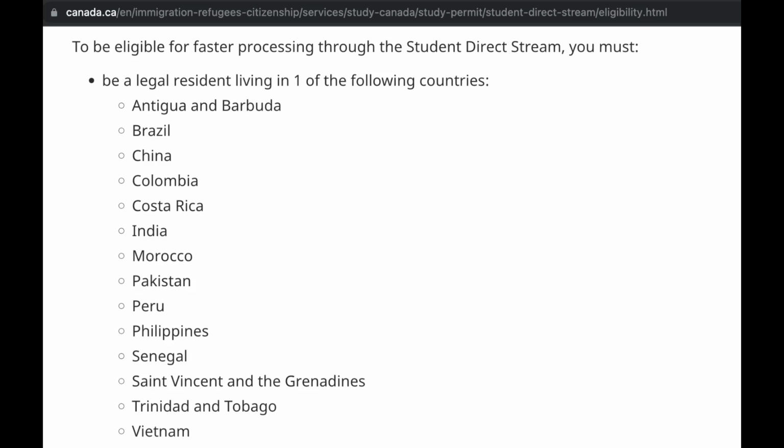The first eligibility criterion is that you must be a legal resident of one of the countries that you will see on your screen, and those countries are Antigua and Barbuda, Brazil, China, Colombia, Costa Rica, India, Morocco, Pakistan, Peru, Philippines, Senegal, Saint Vincent and the Grenadines, Trinidad and Tobago, Vietnam. So this also means that you should be living outside of Canada when you are applying for your study permit through Student Direct Stream.